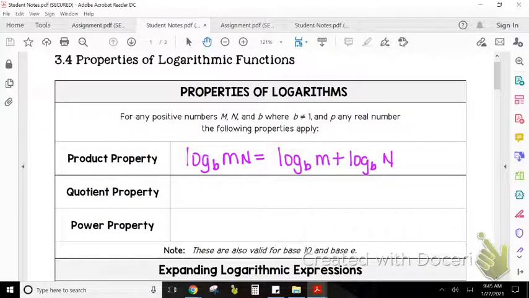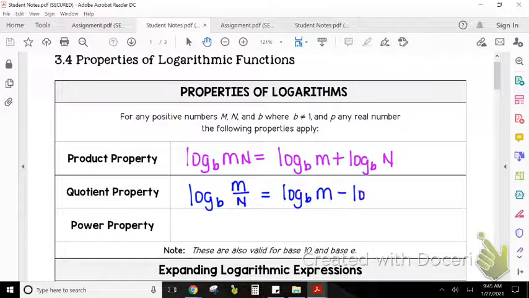The quotient property says if we're taking the log of any base of two things that are being divided, we can separate them by subtraction. And it's always the numerator goes first, and then the denominator part will go second.